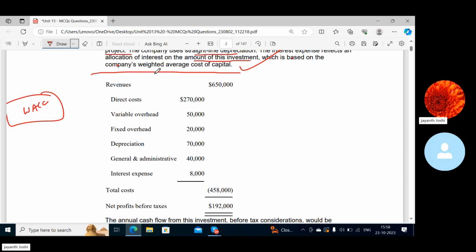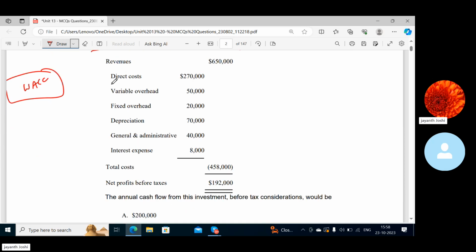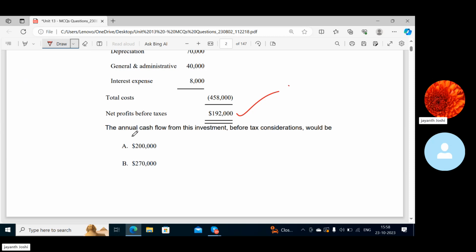Revenue, everything is given to you. The income statement is given, and net profits are given. They are asking you the annual cash flow for this investment before tax considerations would be. That means they're asking you cash flow before tax. For that, we should have some good idea about cash flow statements.